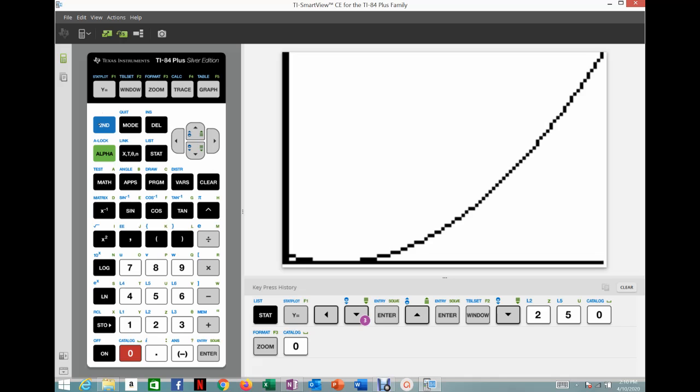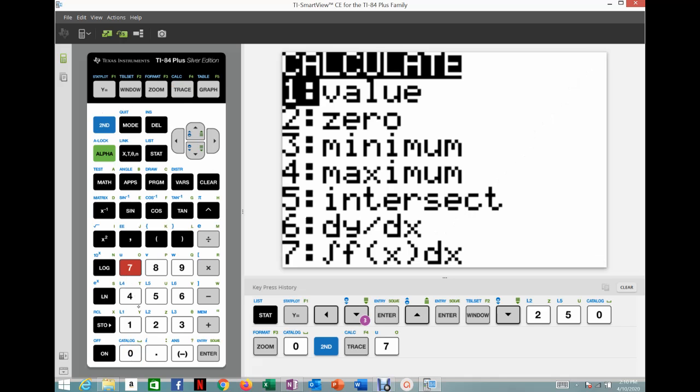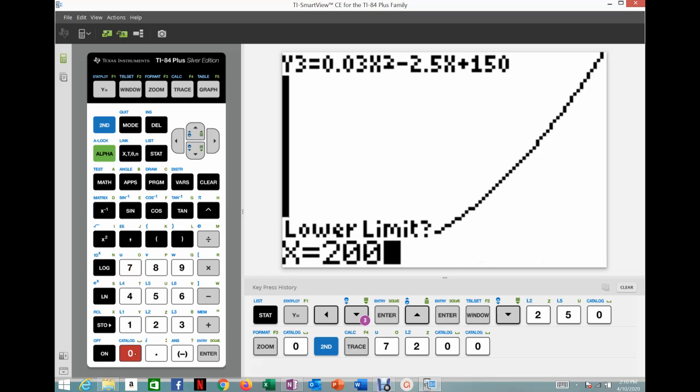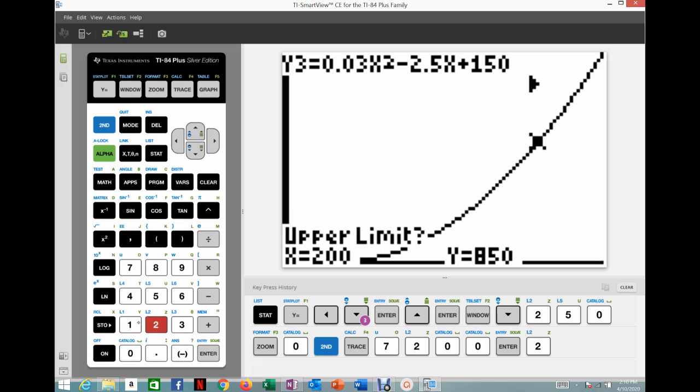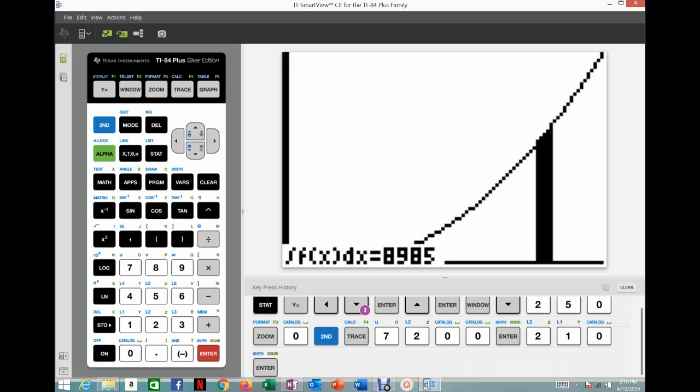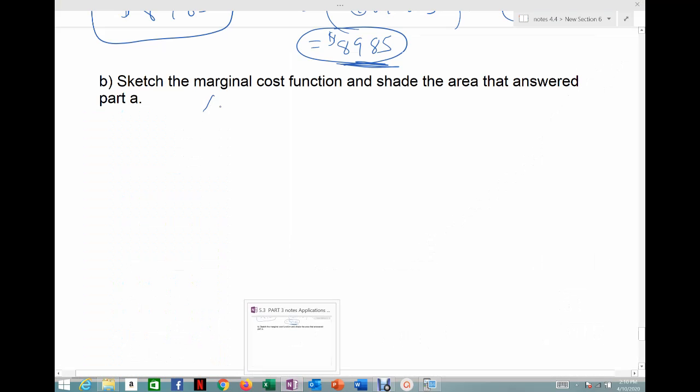All right, now I'm going to find my area. So second trace, 7. Lower values 200, enter. Upper values 210, enter. All right, and it checked my answer, so my answer came out correct. 8,985, and then I show that on my graph.